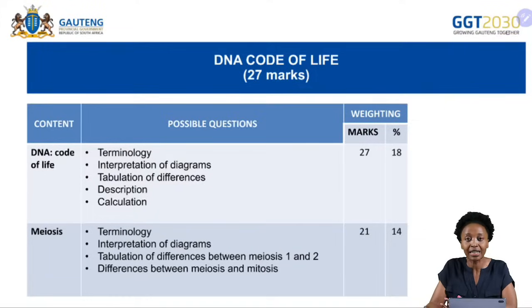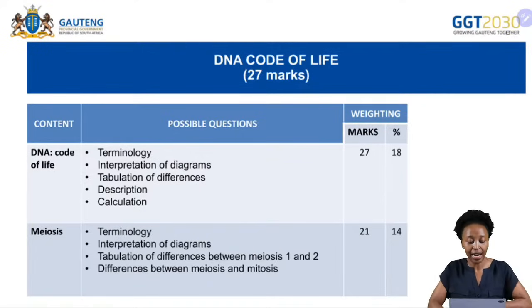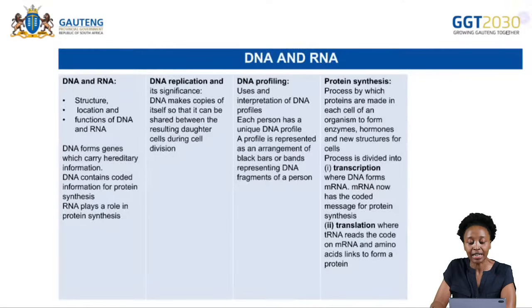With meiosis, it's the same thing. There's terminology, there's interpretation of diagrams, there's tabulation, and there's also differences between meiosis and mitosis. There can also be differences between meiosis 1 and meiosis 2. Now let's look at the content itself. So for DNA and the RNA, what I said is important as it is identified on your exam guideline.